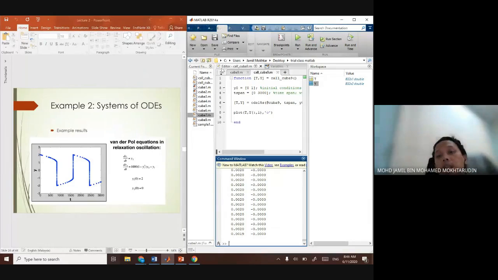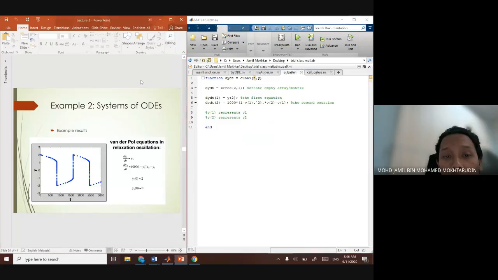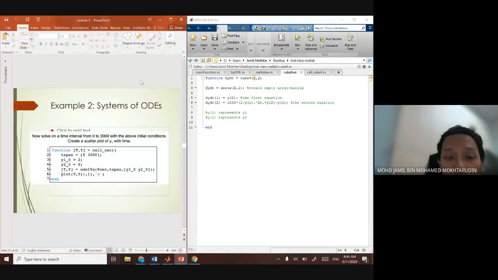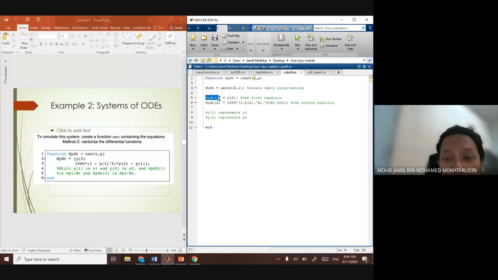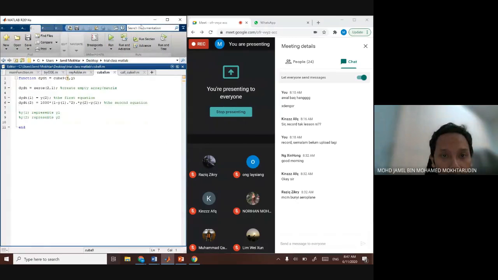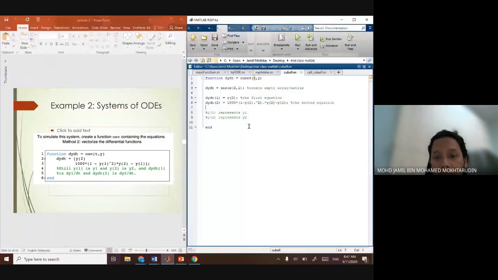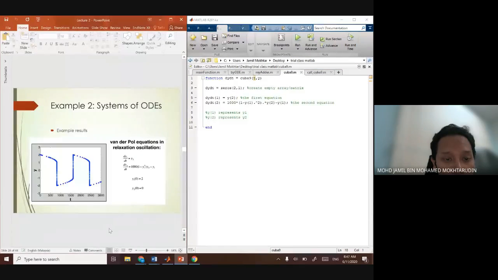So the important thing of modeling a system of ODE is that when you have more than one equation, what you need to write is dy dt1 represents the first equation, dy dt2 represents the second equation, and so on. Okay, so let's look at an exercise.